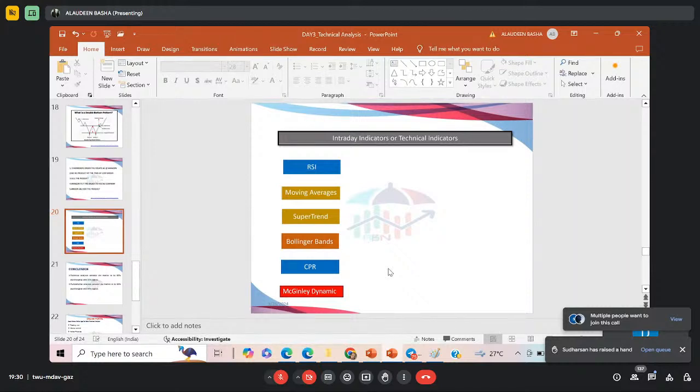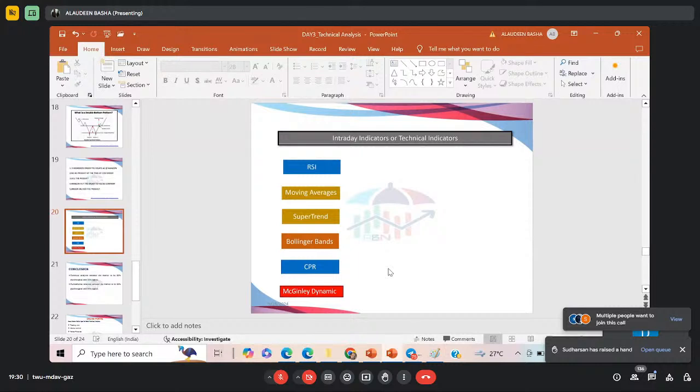First one is RSI. Second one is moving average. We have two types of moving average: simple moving average, called SMA, and exponential moving average, EMA. Compared with SMA, you can go for EMA. We'll explain later. Third one is Supertrend. 90% of traders trade by simply believing the Supertrend indicator. Please don't do that. And fourth one is Bollinger Band.